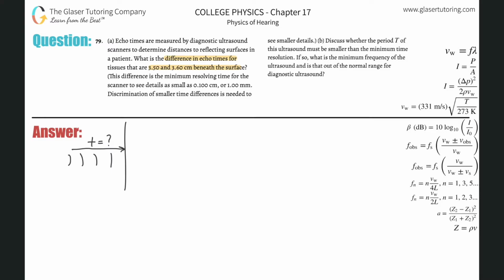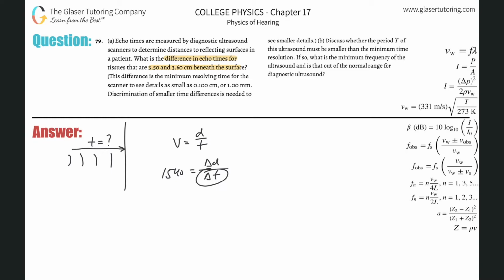So what that means is that I can use a simple formula: the velocity is equal to the distance divided by the time. Now specifically, the velocity through what? Through human tissue, which is about an average of 1540 meters per second. So that's equal to the change in distance, which is simply the difference between those two depths, divided by the change in time.